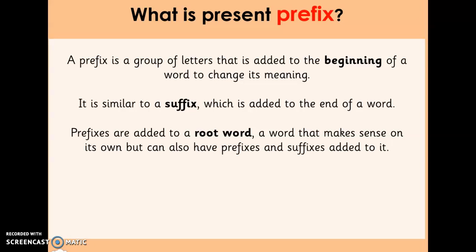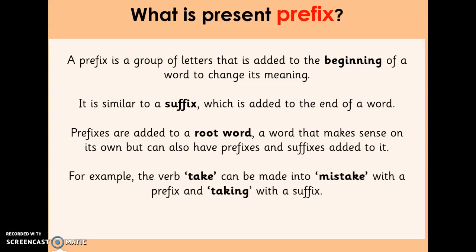But sometimes you can see that the root word still makes sense even if you add prefixes and suffixes to it. For example, if you see the verb take, if the prefix mis is added to it, it changes into a new word, mistake. But if we add the suffix ing to it, the word changes into taking. Still it is making sense, the word has its meaning.